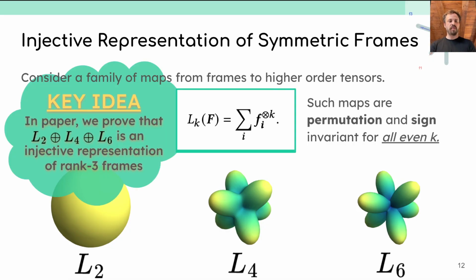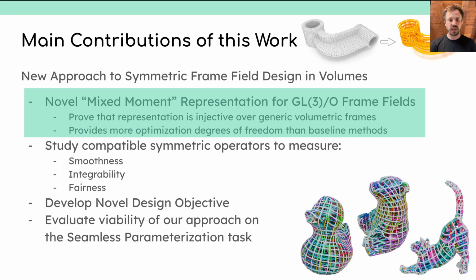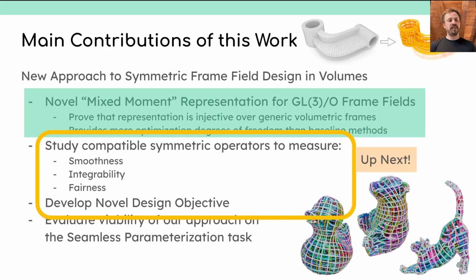In our paper, we prove that this is actually sufficient to produce an injective representation of rank 3 frames if we take the direct sum of L2, L4, and L6. And this is one of the key contributions of our work. Okay, so now we've introduced the representation that we'll be using. In the next section, I want to discuss the symmetric operators which we develop based on this representation and how we combine them together in order to introduce a novel frame field design objective to the geometry processing literature.